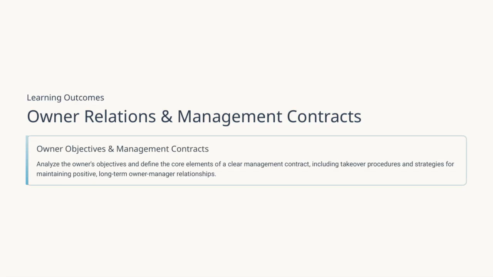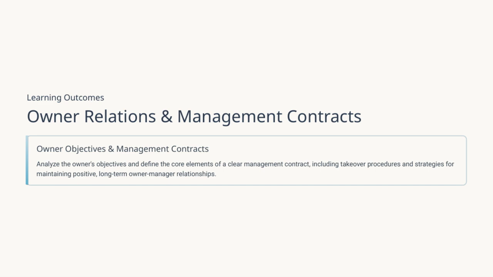Let's now focus on analyzing the owner's objectives and how they inform the management contract. Understanding what the owner aims to achieve is crucial, as it guides the entire management approach. We'll look at defining the core elements of a clear management contract, which include detailed takeover procedures to ensure a smooth transition. Additionally, we'll discuss strategies for maintaining positive, long-term relationships between the owner and the manager, because these relationships are key to sustained success.